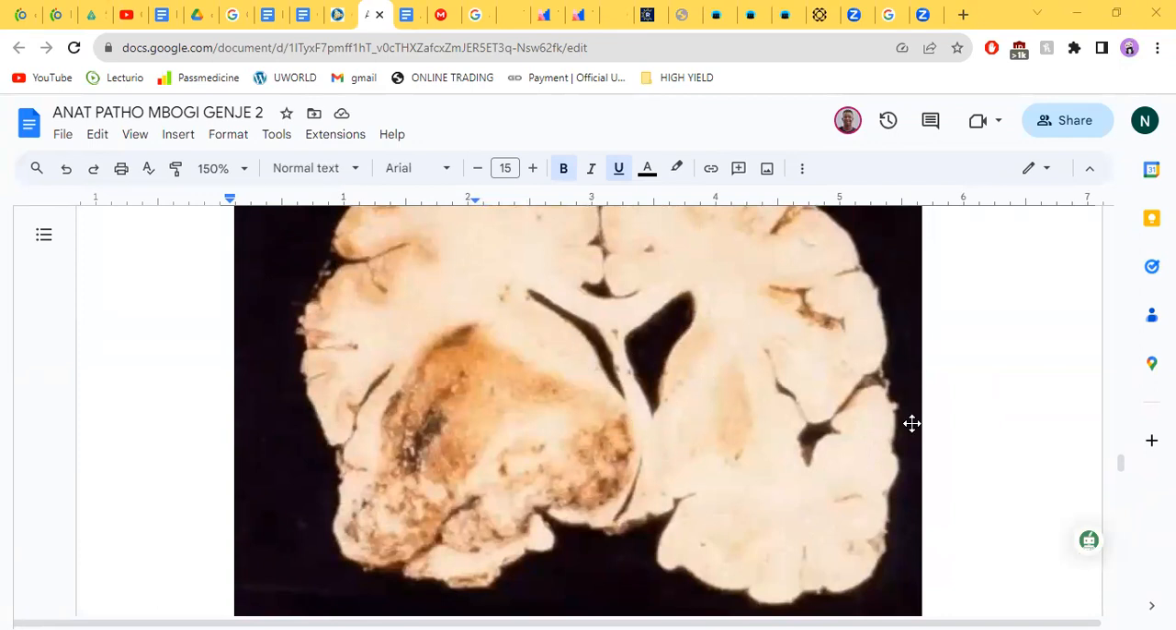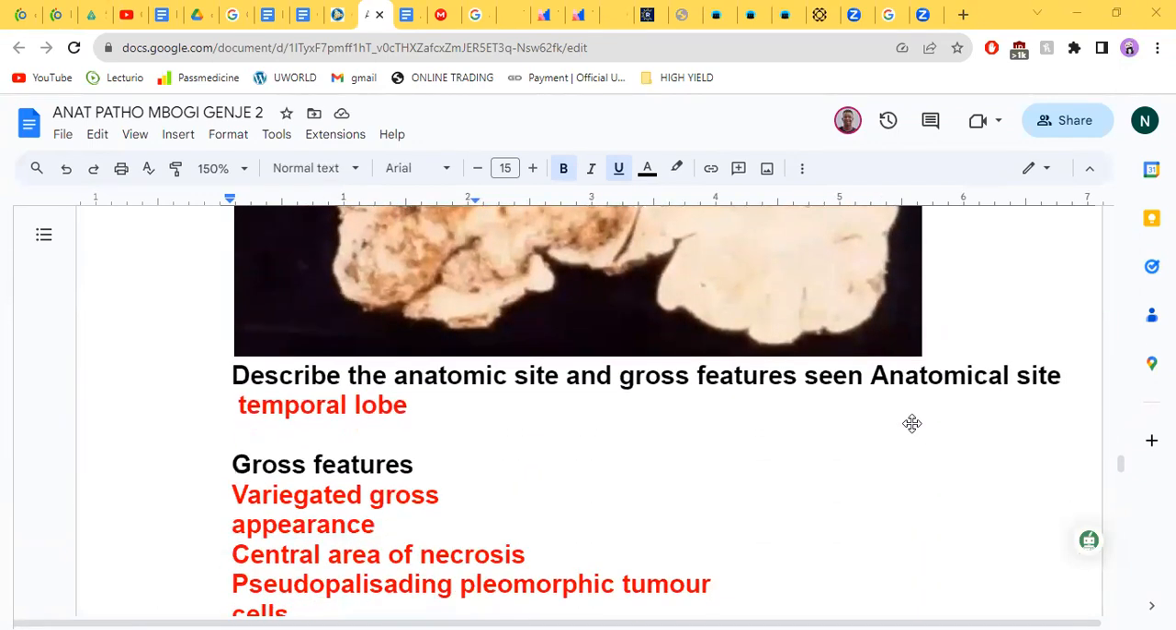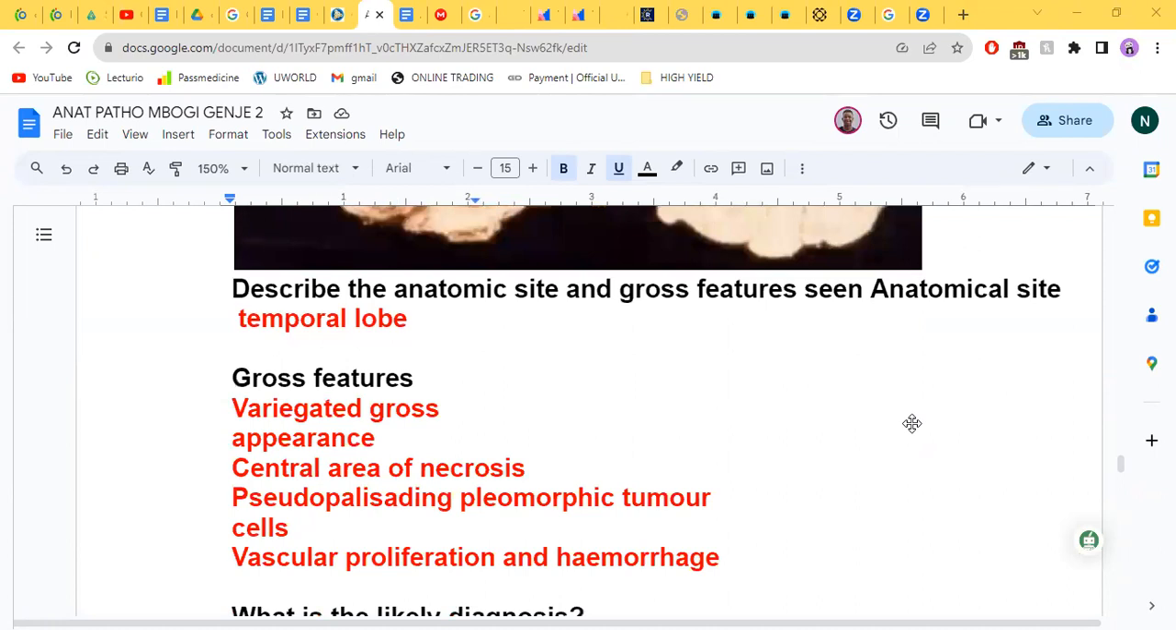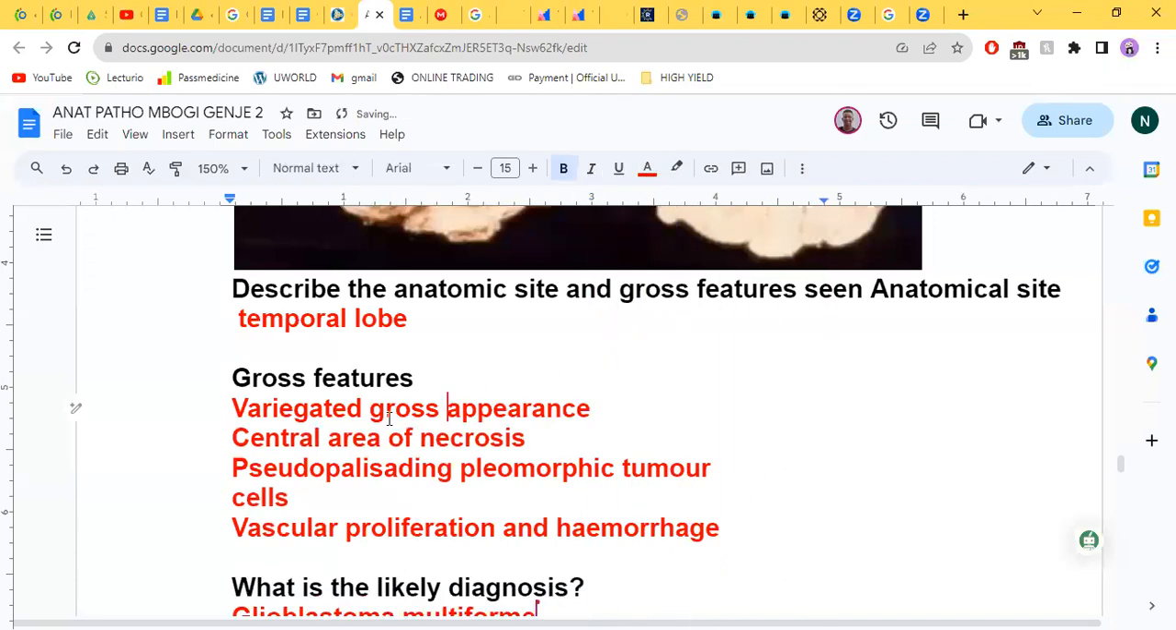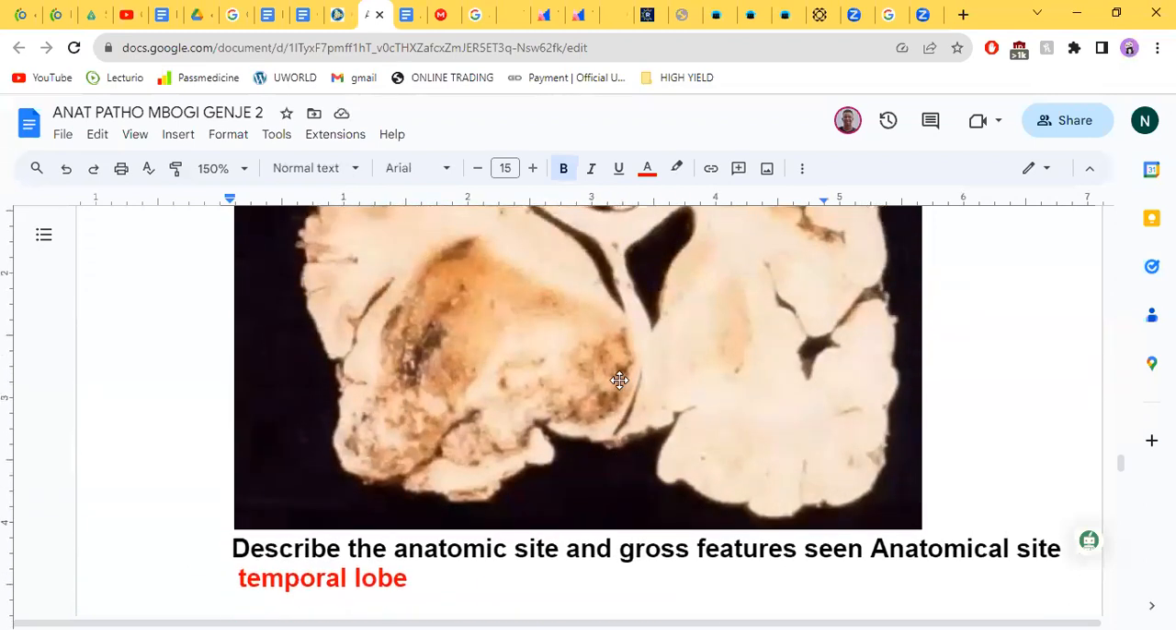And the gross morphological features include a variegated gross appearance. Variegated meaning it's not well circumscribed. It has little sharp edges that are impeding into the surrounding tissue. So it's really not circular or well circumscribed, so you can't tell where it begins and where it ends. It's kind of eating or digging into other tissues, right?